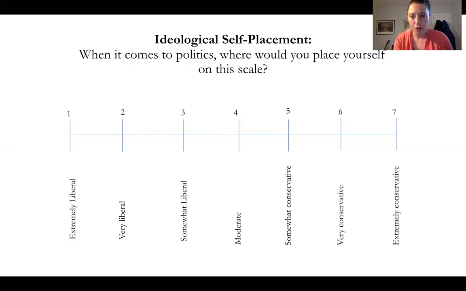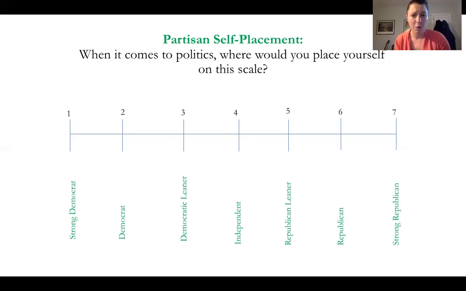You'll notice that you could do the same scale with partisanship. You just change the labels. Suddenly you're talking about a strong Democrat to a strong Republican. So in that sense, symbolic ideology and partisan self-placement, we measure them very similarly. We just ask, how do you put this label on yourself?